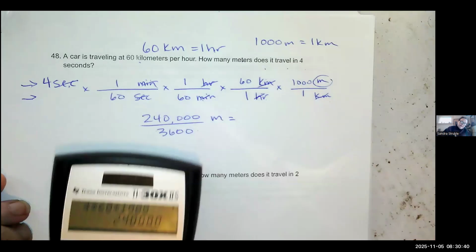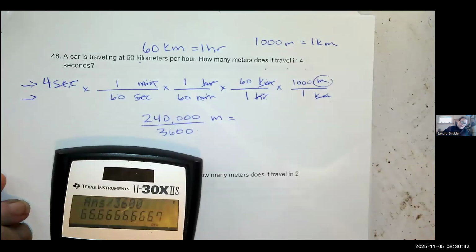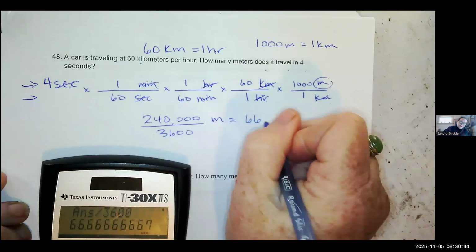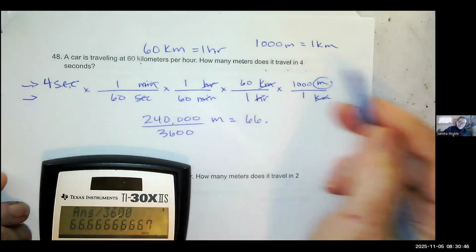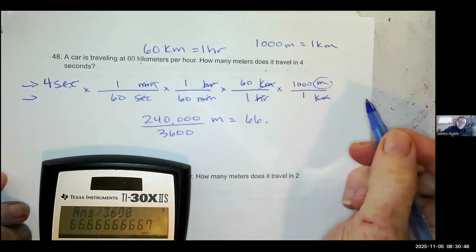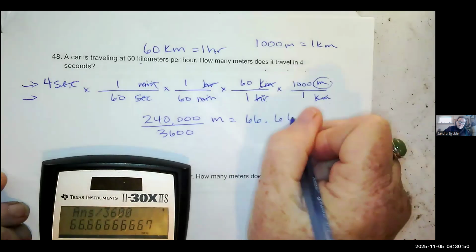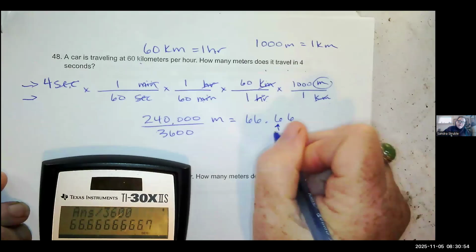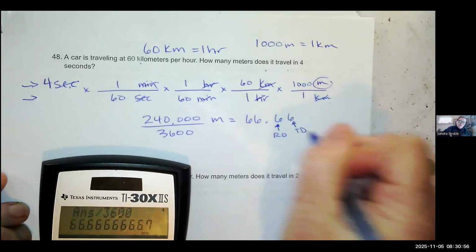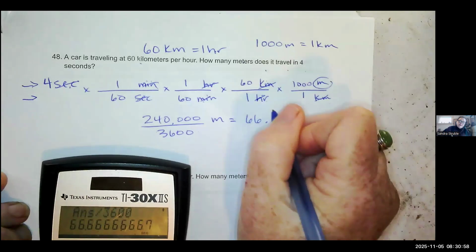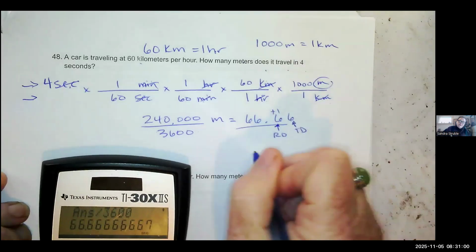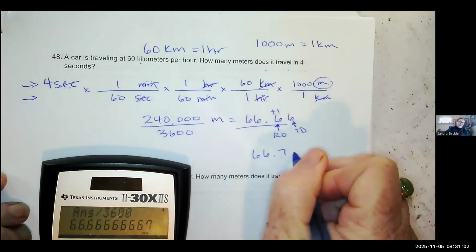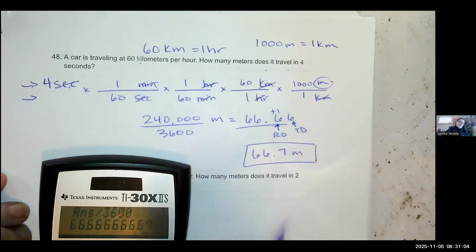And we get 66 point, they don't tell us what to round to. So let's just go ahead and round it to the 10th, which is the first decimal place. So the rounding digit is the first decimal place. The test digit is the second. Because it is greater than 5, you add 1 to your rounding digit. So 66.7 meters is how far it travels in 4 seconds.